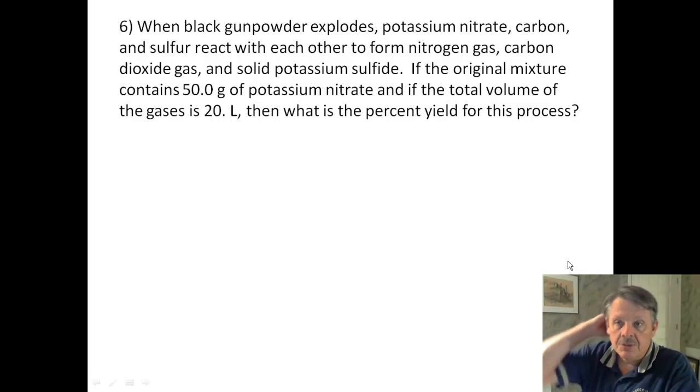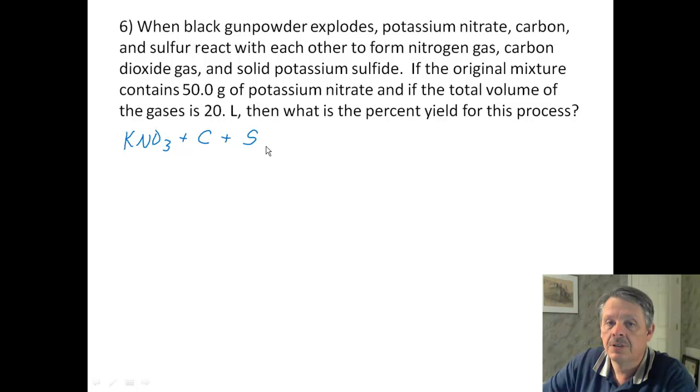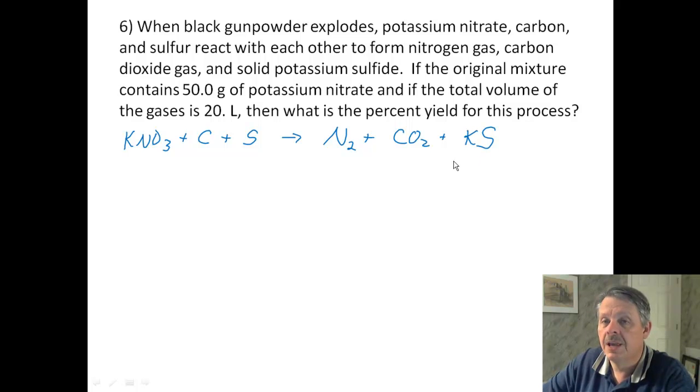Number 6 is also a little bit complicated. Again, it's one of those things you have to think about. So, when gunpowder explodes, potassium nitrate, well, that's KNO3, plus carbon, that's C, plus sulfur, that's S, react with each other to form nitrogen gas, N2, plus carbon dioxide gas, CO2, plus solid potassium sulfide, which is K2S.